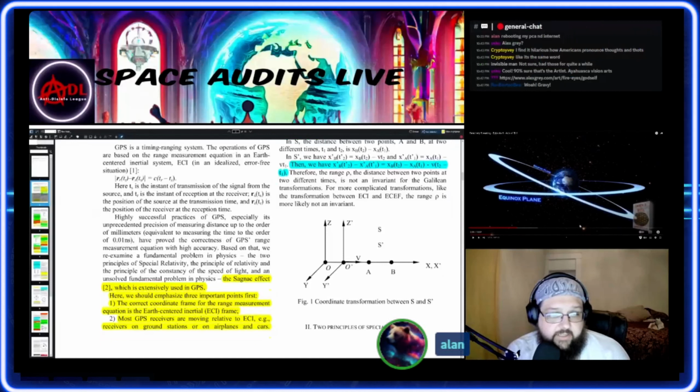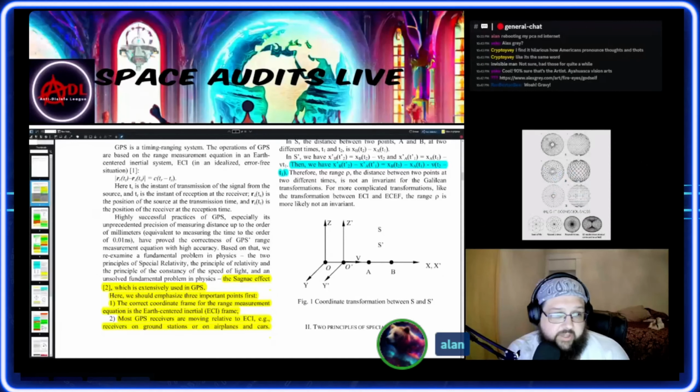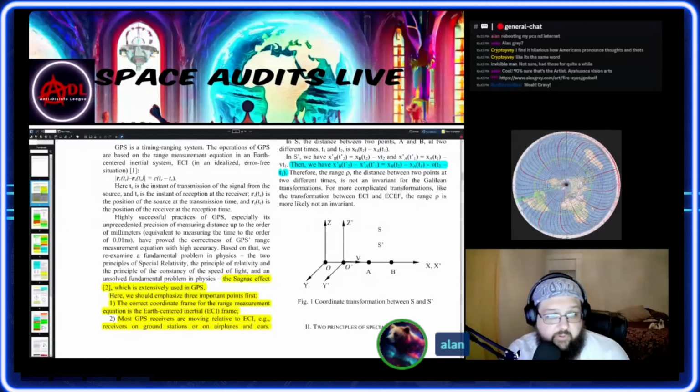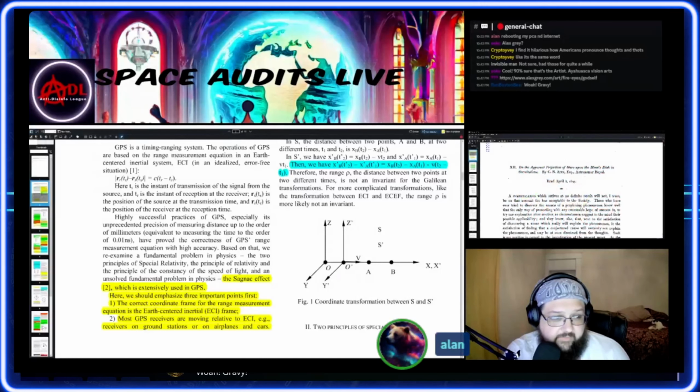Highly successful practices of GPS, especially its unprecedented precision in measuring distances up to the order of millimeters, equivalent to measuring time to the order of 0.01 nanoseconds, have proved the correctness of GPS's range measurement equation with high accuracy. Based on that, we re-examined a fundamental problem in physics: the two principles of special relativity, which is that all inertial frames are equally valid, and the principle of the constancy of the speed of light, and the unsolved fundamental problem in physics, the Sagnac effect.